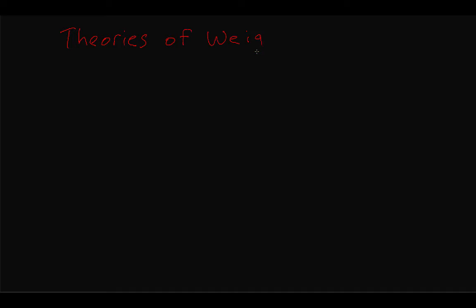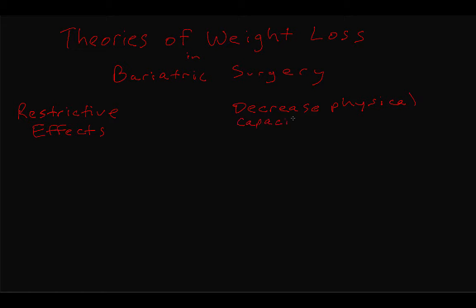So how do these operations work? Historically, the theory underlying surgical intervention for the treatment of obesity has been to induce weight loss by physically limiting the capacity for food intake in the stomach, so-called restrictive operations, or by decreasing the amount of ingested food that is actually absorbed from the gut, so-called malabsorptive operations.